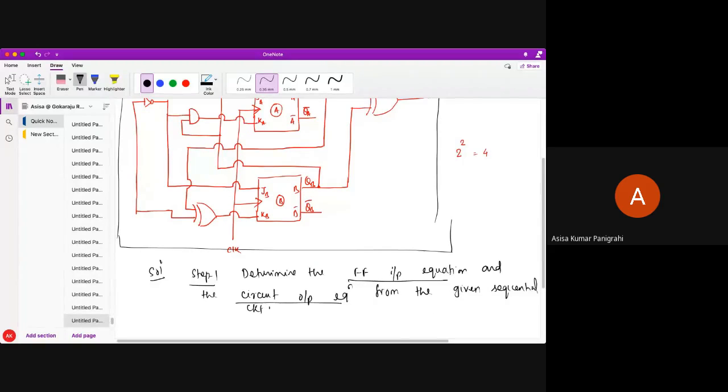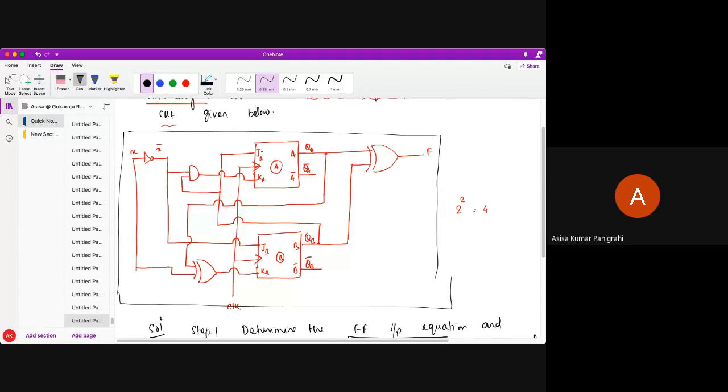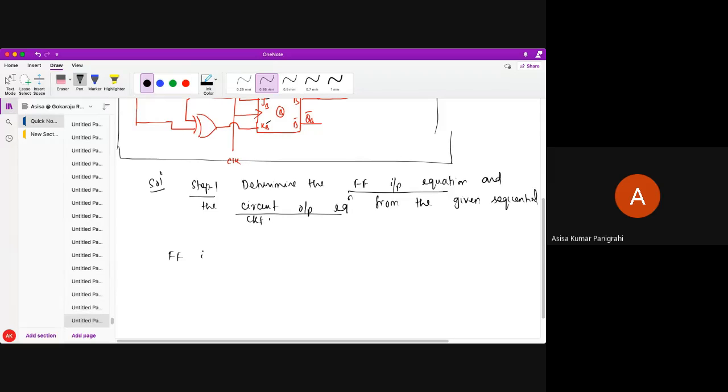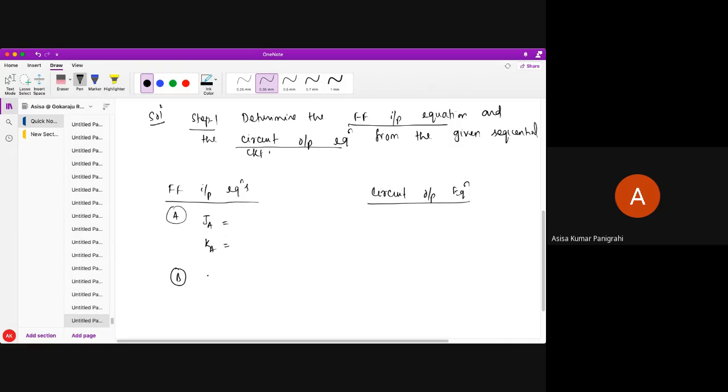So what are flip-flop input equations? Flip-flop inputs are J, K, JB, KB. These four are flip-flop input equations, and the output equation is F. These five things you have to find out. There are two flip-flops. One is flip-flop A, for which you have to find out J and K. For flip-flop B, you have to find out again two inputs, JB and KB.